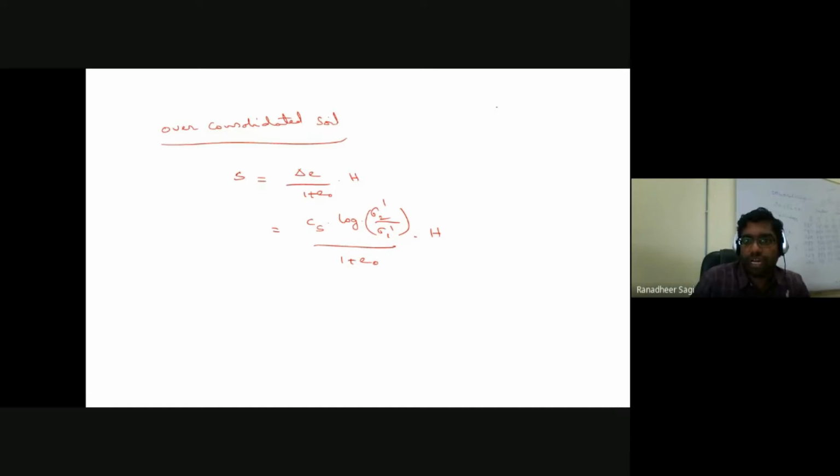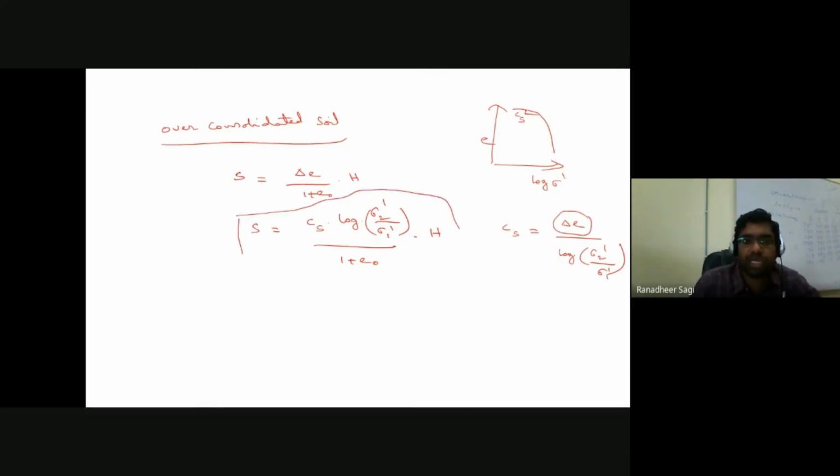In case you look at your e versus log sigma dash curve for the over consolidated region, the slope of the curve is Cs. So how do we write down Cs? This is the void ratio, this is log sigma dash. Cs is nothing but delta e by log of sigma 2 dash by sigma 1 dash. So from this, delta e is nothing but Cs into log of sigma 2 dash by sigma 1 dash, and that's what I am writing as my expression for estimating the settlement in the case of over consolidated soil.